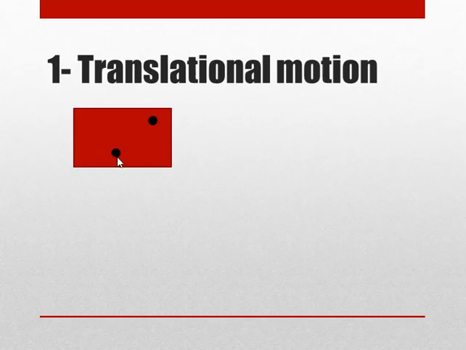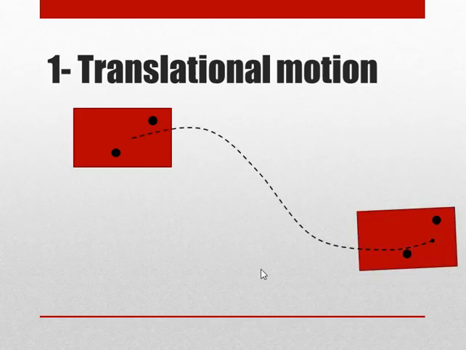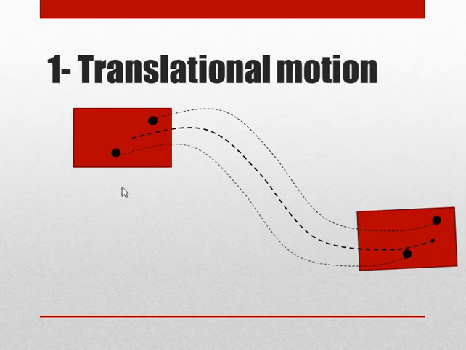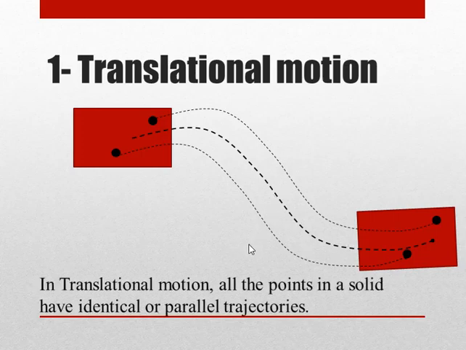Consider this object, and I want to observe these two points on it, and I will observe the path of these two points if I translate this object to this position. Please look carefully: the trajectory of the first point is parallel to the trajectory of the second point. This is the definition of translational motion. In a translational motion, all points in the solid have identical or parallel trajectories.